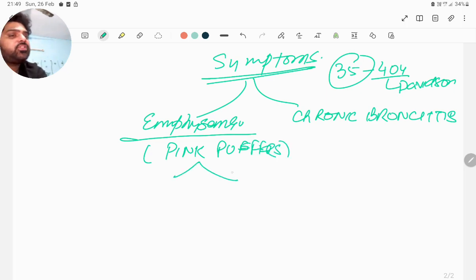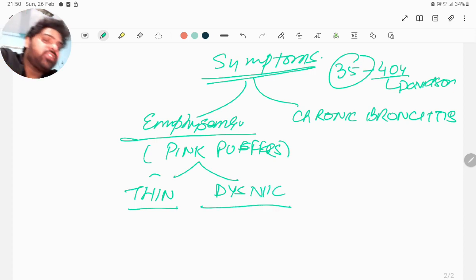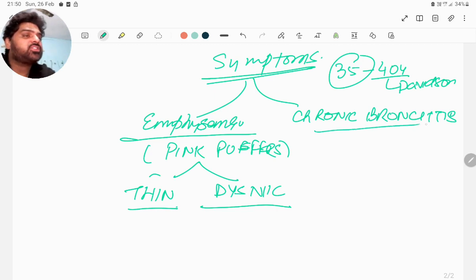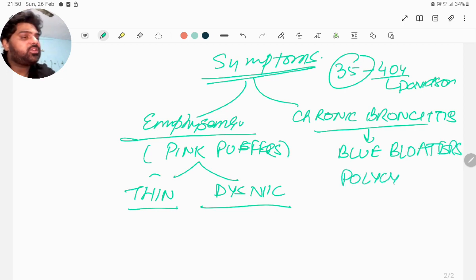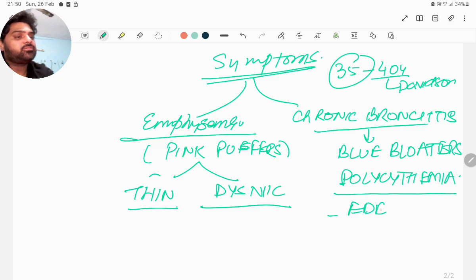Why are they called pink puffers? Because they are thin and dyspneic. That is, they will have dyspnea and they will be thin. These are called pink puffers. In chronic bronchitis, these people are called blue bloaters. Why? Because they will have polycythemia and edema.